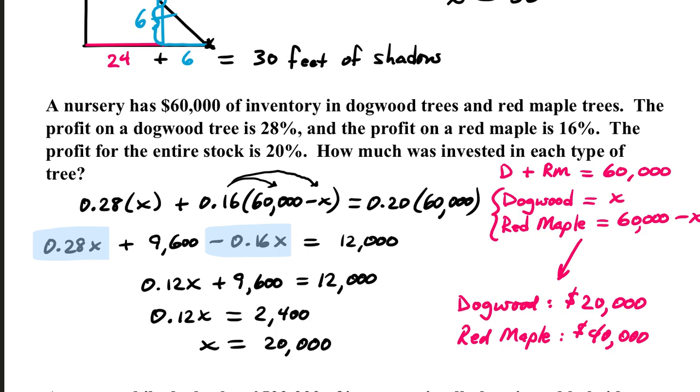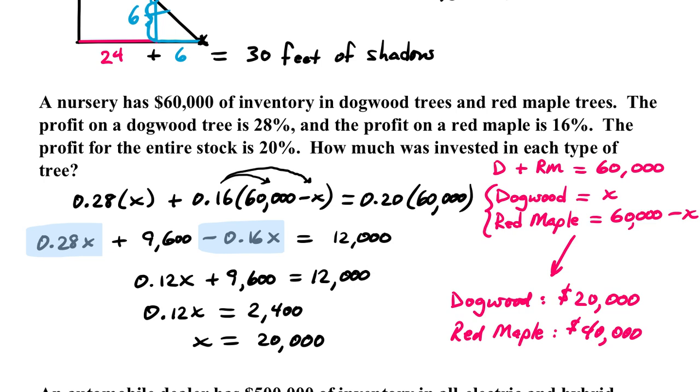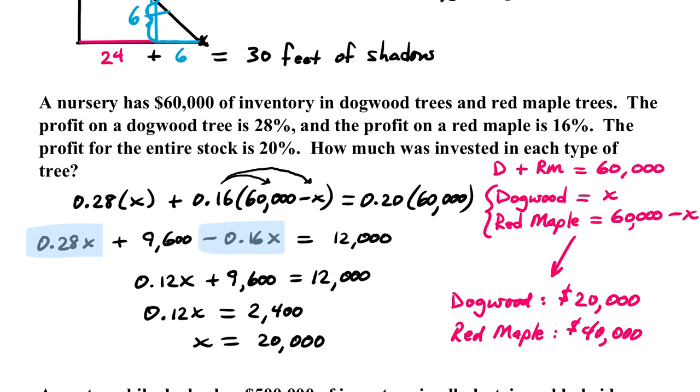A nursery has $60,000 of inventory in dogwood trees and red maple trees. The profit on a dogwood tree is 28%, and the profit on a red maple is 16%. The profit for the entire stock is 20%. How much was invested in each type of tree? So we have dogwoods and red maples that make up a $60,000 inventory. We don't know the amount of either one, so one of the trees, assign it a variable of X. The other type of tree will make up the difference between 60,000 and the other tree, specifically the dogwood.